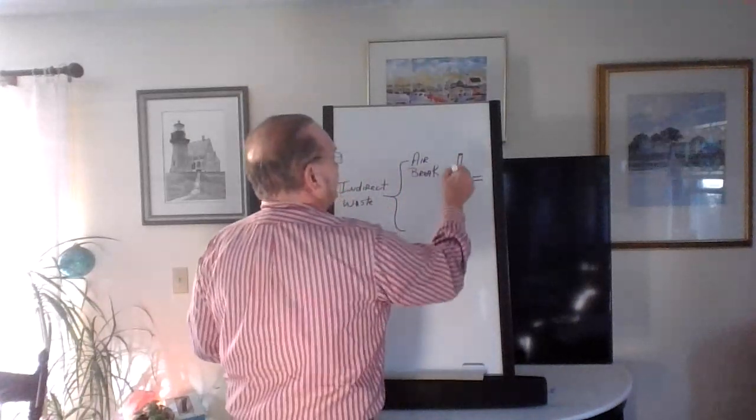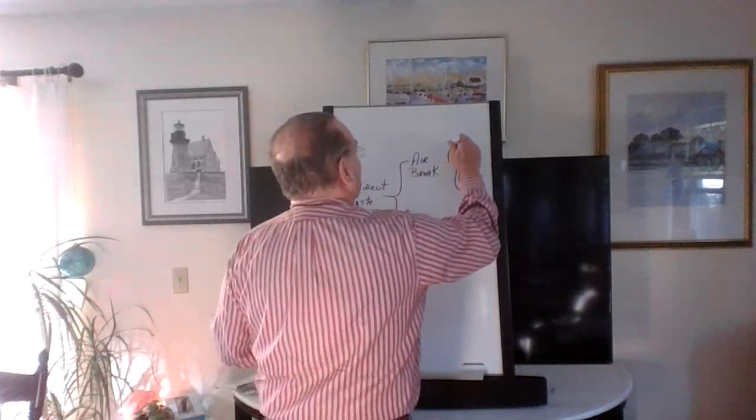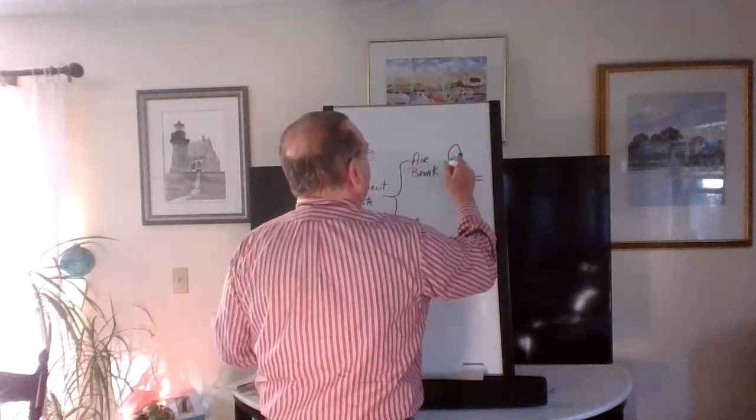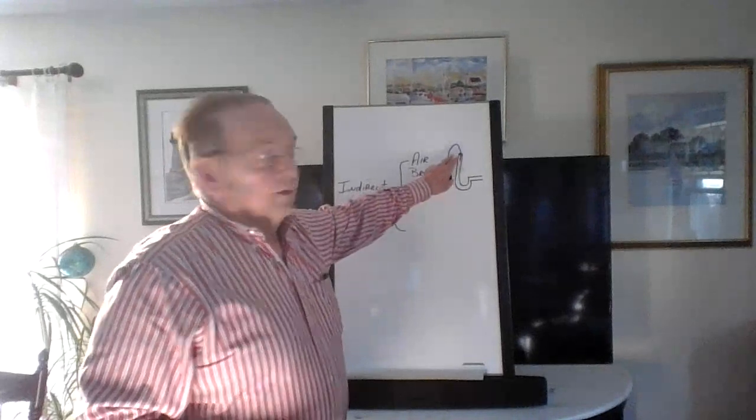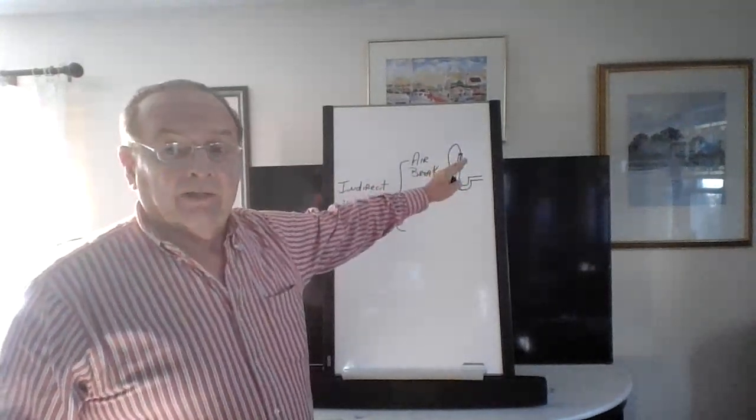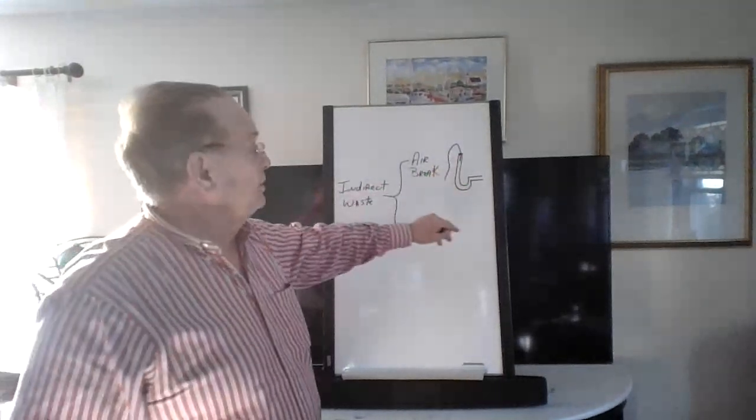Okay, remember 18 to 24. And here's your clothes washer hose. It hooks in like that, right? It's not airtight. That's an indirect drain, right? Not a solid connection.